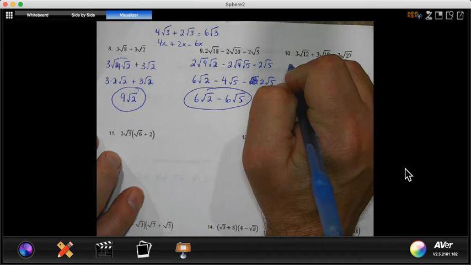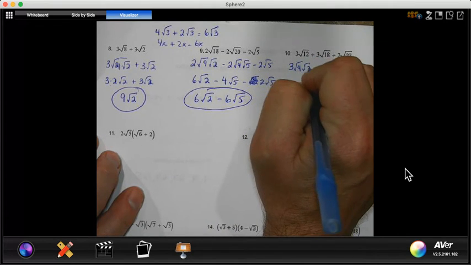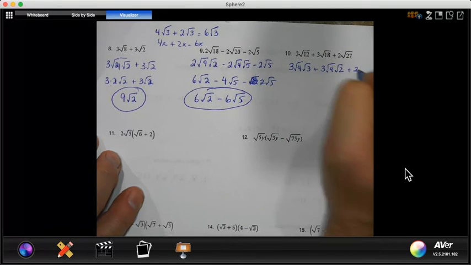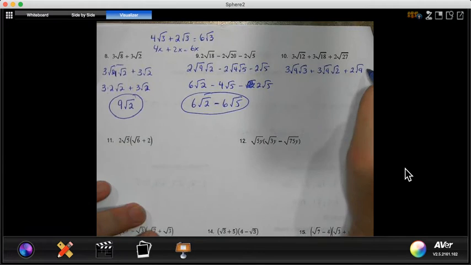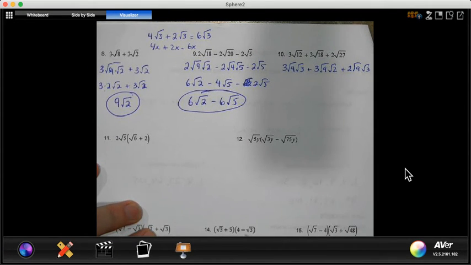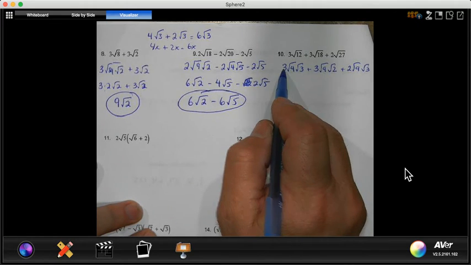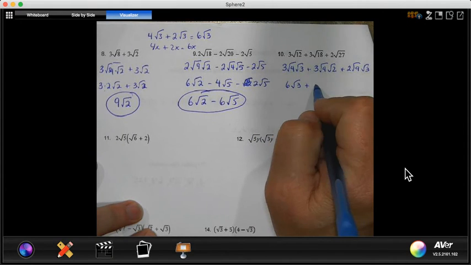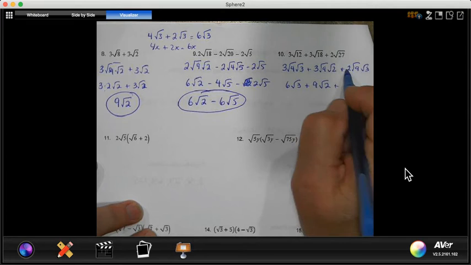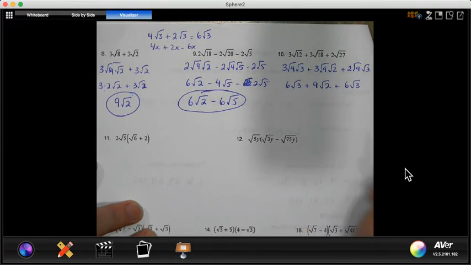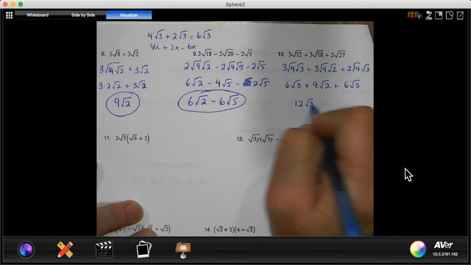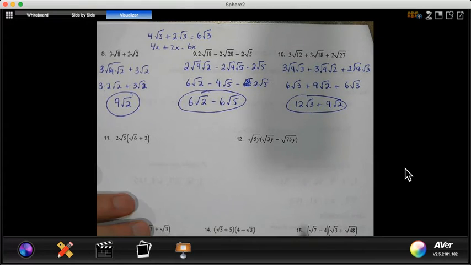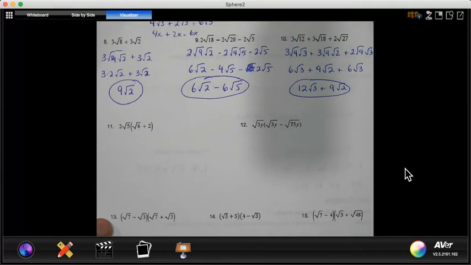All right, so this is 3 root 4 root 3 plus 3 root 9 root 2 plus 2 root 9 root 3. So I'm breaking apart my roots. So 3 times root 4 is 6, so 6 root 3. 3 times 3 is 9, root 2. 2 times 3 is 6, root 3. And so that's 12 root 3 plus 9 root 2. There's no fast way to do this, guys. You just have to be patient and take your time.